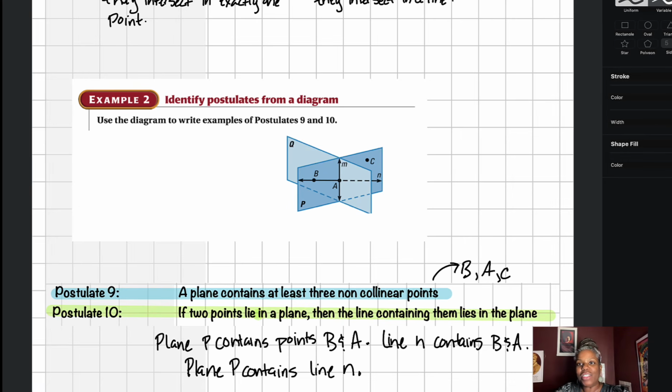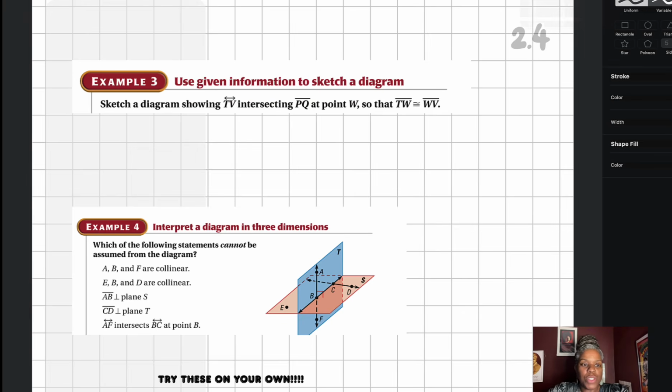All right, let's go on to the next example. In example 3, we're asked to sketch the diagram of line TV intersecting segment PQ at point W such that TW is equal to WV. That's a whole lot to work on, but I think we can figure it out. Let's see what we can do. We're given that we have some segment PQ where we're going to get this line TV that's going to cross PQ such that we get these 2 segments, TW and WV, that are congruent.